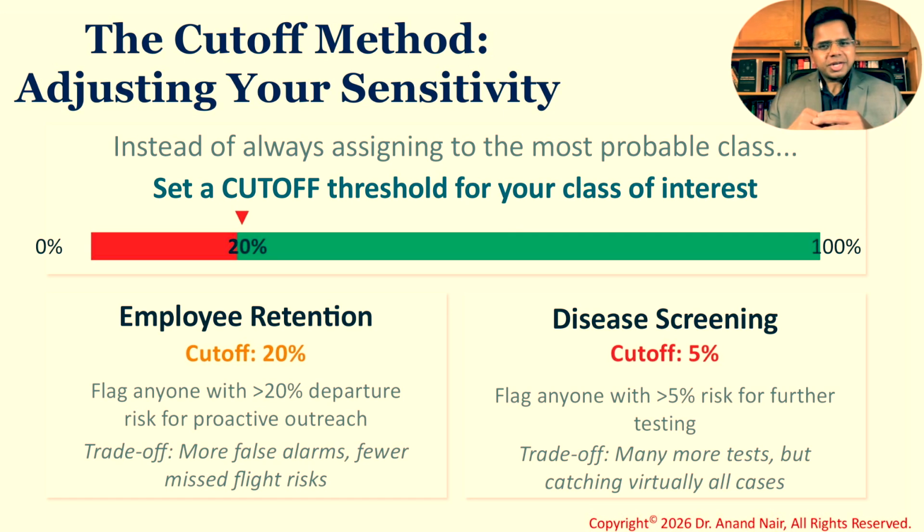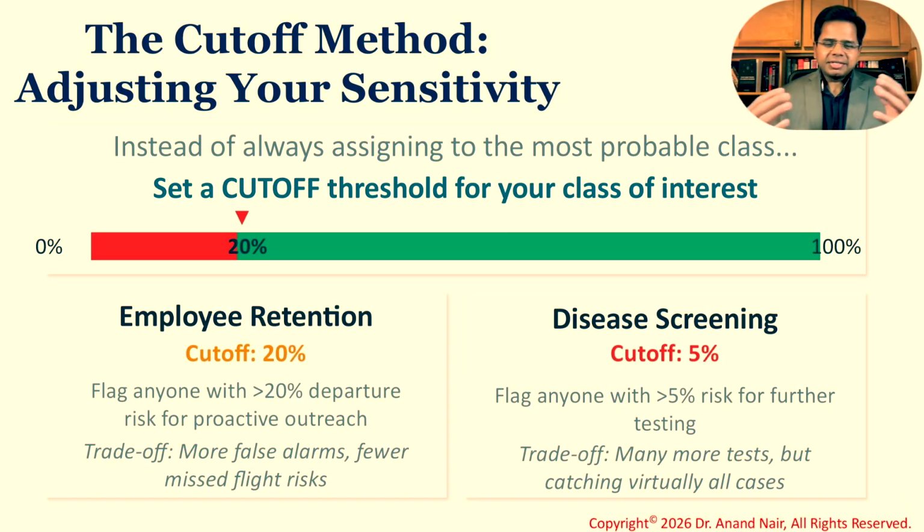A hospital would rather run extra tests on 100 people who turn out to be fine than miss the 5 people who actually have the disease. The key insight: the cutoff is a tunable parameter. You can slide it around to balance false positives against false negatives based on your specific costs.